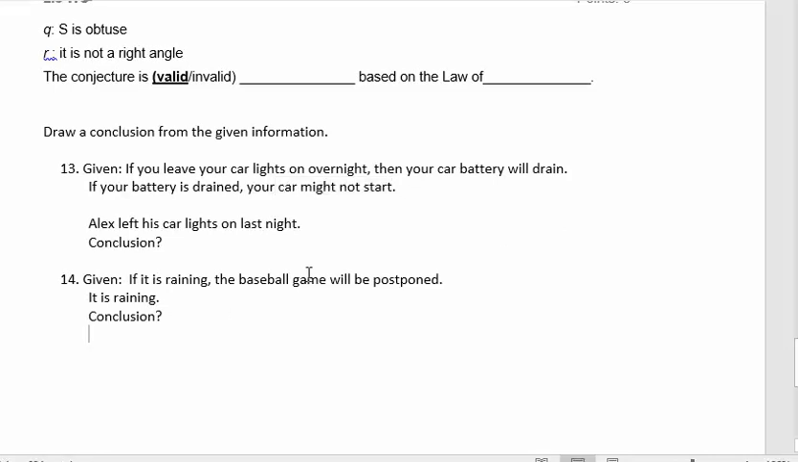Number 14, if it is raining, the baseball game will be postponed. It is raining. What's your conclusion? The game will be postponed. That's all you have to write. The baseball game will be postponed.